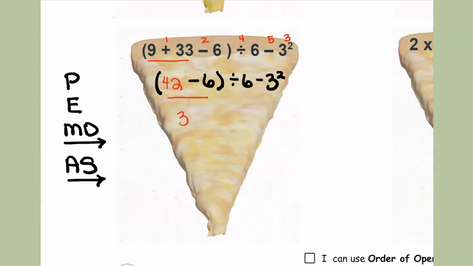The next step would be 42 minus 6, which gives us a value of 36, and I bring everything else down, divide by 6, minus 3 squared. Now I can check off the parentheses. It's time for me to jump to exponents. Well, exponents just means to take that base and multiply it by the number of times the exponent says.